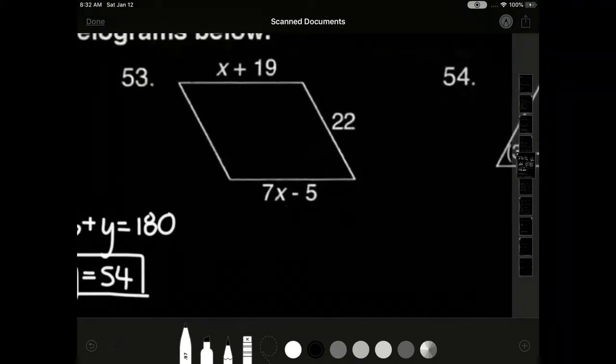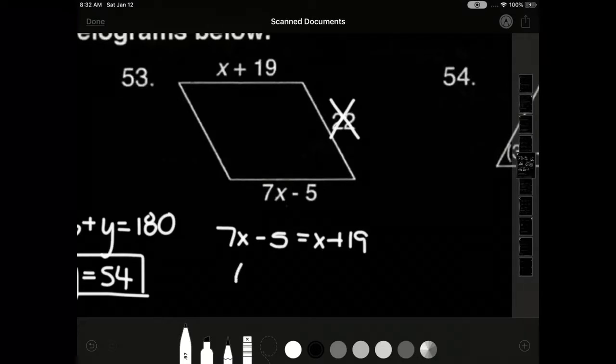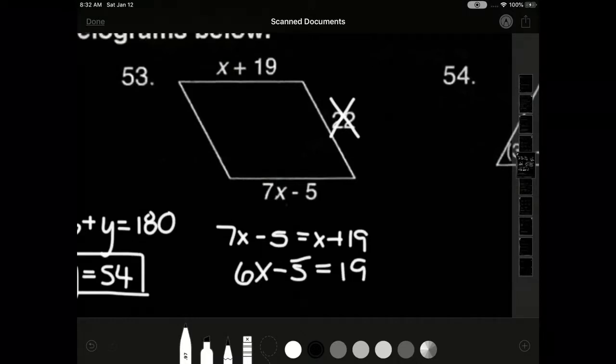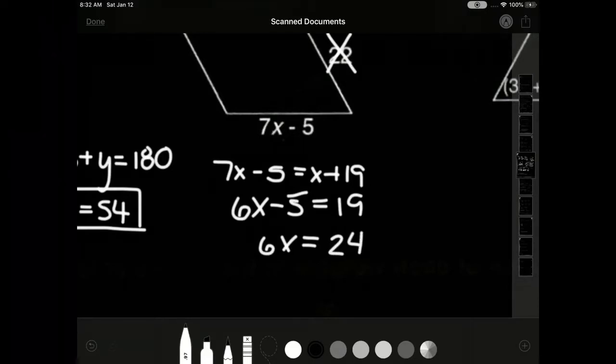For 53, we know on a parallelogram that opposite sides are congruent, so we can set the 7x minus 5 equal to x plus 19. This doesn't matter, right? 22 has nothing to do with it. So we can subtract x, we get 6x minus 5 equals 19. We can add 5, so we get 6x equals 24. And we can divide by 6, so x equals 4.